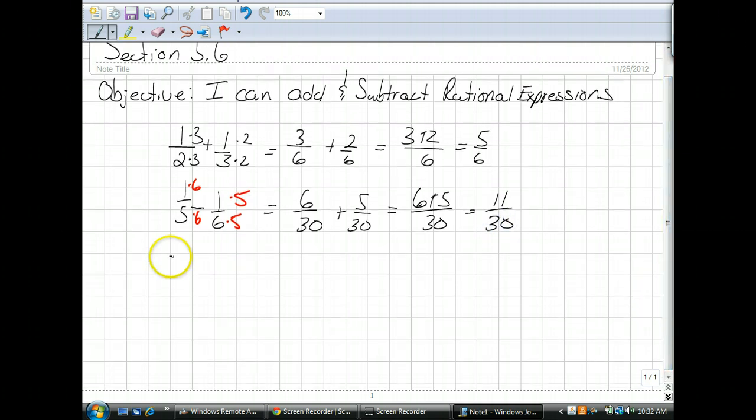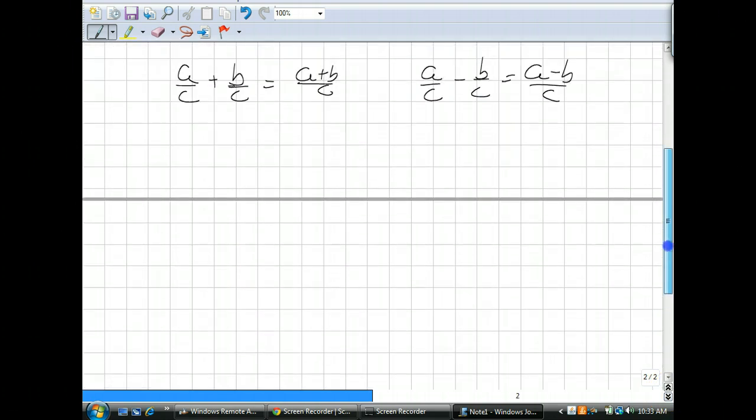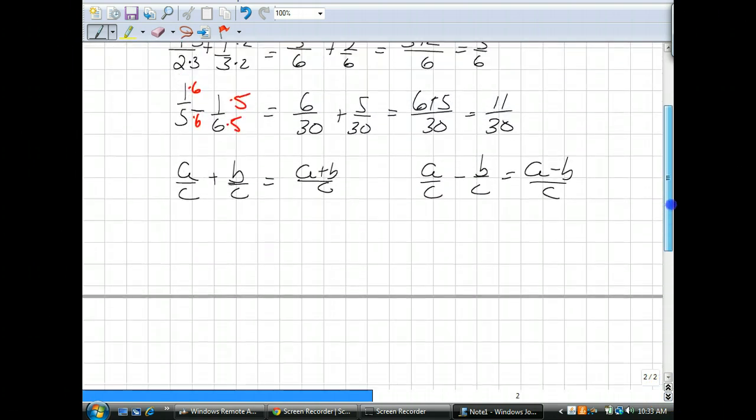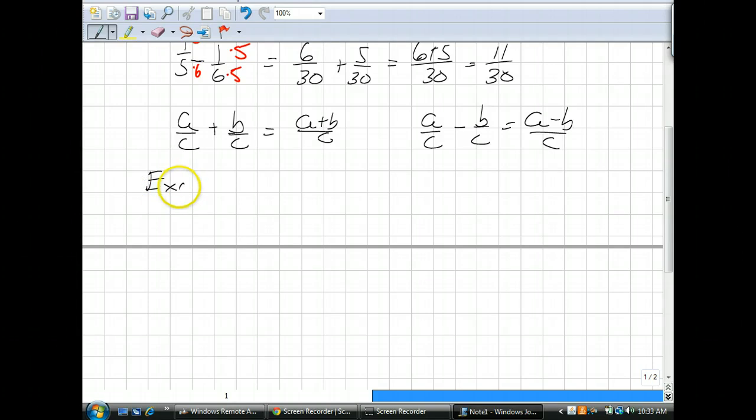So the rule is, if you have A over C plus B over C, the answer is just (A plus B) over C. And by the same token, if you have A over C minus B over C, the answer is just (A minus B) over C. So our goal is to get a common denominator. Well, it's exactly the same process with rational expressions, except we're working with variables. So examples.